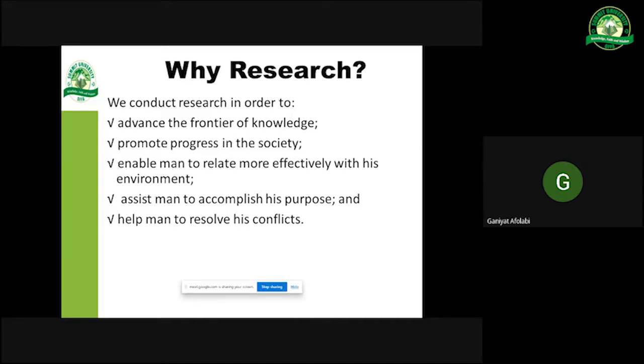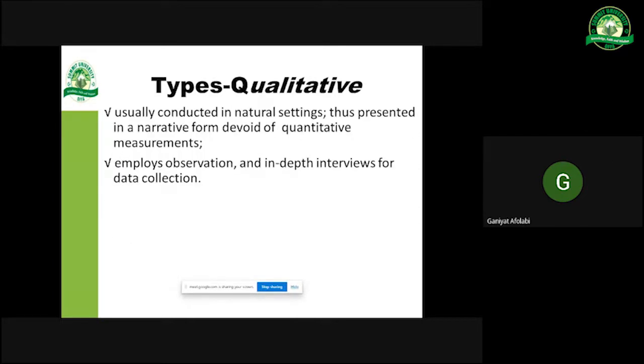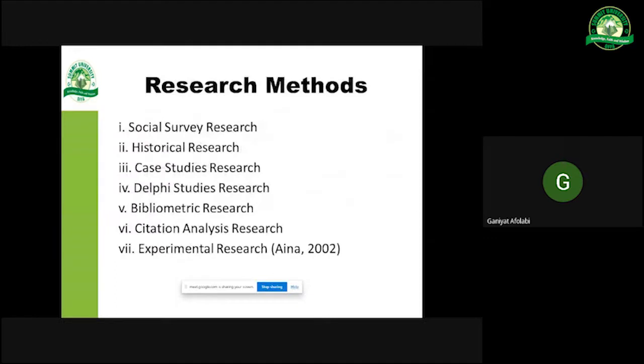So why do you conduct research? We conduct research in order to advance the frontier of knowledge, promote progress in our society, enable man to relate more effectively with his environment, or assist man to accomplish his purpose, or help man to resolve conflicts. We all know that all our research has to address a problem and must contribute new knowledge. There are several types of research which Professor Abuaba has highlighted, so I would like to skip that part. As for research methods, there are several that can be used. We have social survey, historical, case studies, bibliometric, citation analysis, and experimental research.